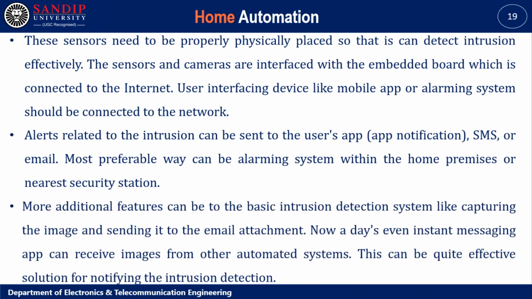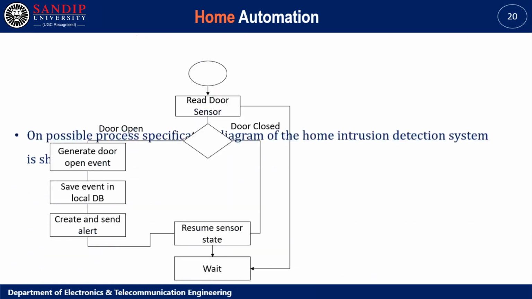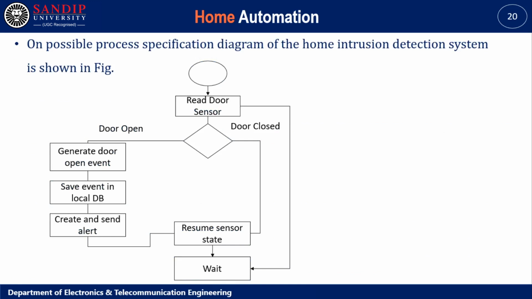More features can be added to the basic intrusion detection system, like capturing the image and sending it as an email attachment. Nowadays, even instant messaging apps can receive images from other automated systems. This can be quite an effective solution for notifying intrusion detection. One possible process specification diagram of the home intrusion detection system is shown in the figure.